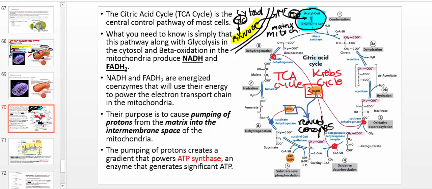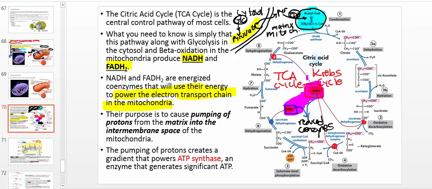So what you need to know is simply that this pathway, along with the glycolysis in the cytosol and beta oxidation in the mitochondria, produce, highlighting, NADH and FADH2. NADH and FADH2 are energized coenzymes that will use their energy to power the electron transport chain in the mitochondria. That's their very critical function, and we'll talk about the implications of that in a few minutes. But one thing that you do need to be aware of is you do need to know these two coenzymes, which are NADH and FADH2.